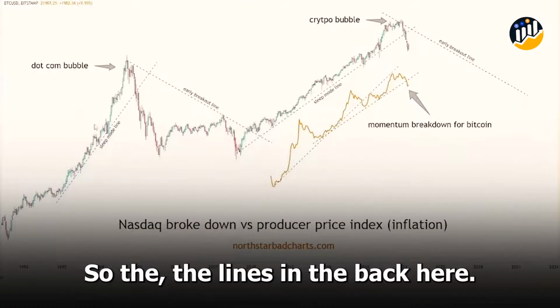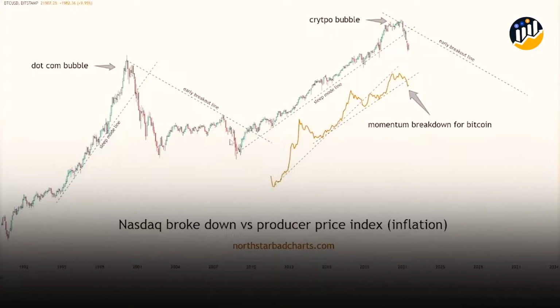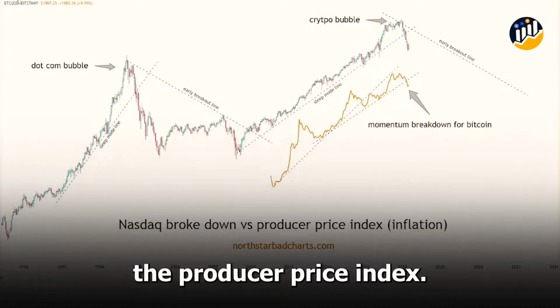This is the NASDAQ. So the lines in the back here. Do you see my moving cursor, guys? Mm-hmm. Yep. Yeah.